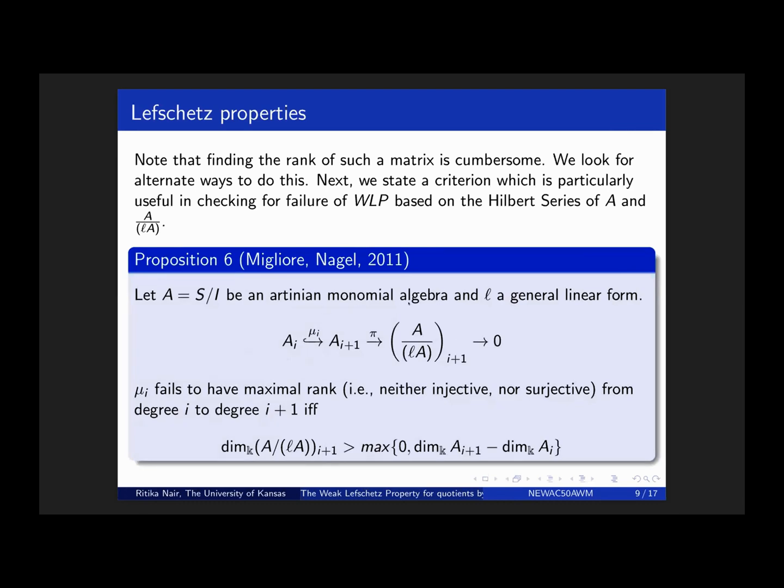If we have an artinian monomial algebra and a general linear form, then just by observing the map, so we have the map which is in question, mu I, and then we take the co-kernel of that. So this map fails to have the maximal rank if and only if the dimension of this co-kernel is greater than both 0, or if it's positive, the difference of the dimensions of these two pieces. Now, this observation follows directly just by taking cases, when is it not injective, when is it not surjective, and working out the dimensions.